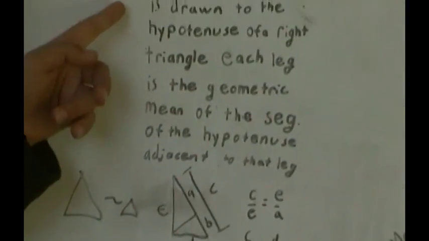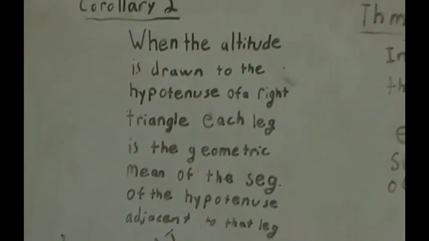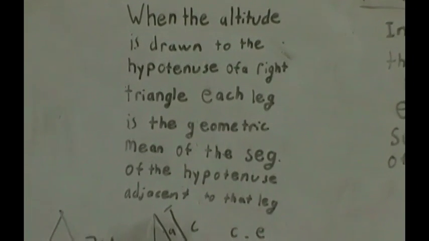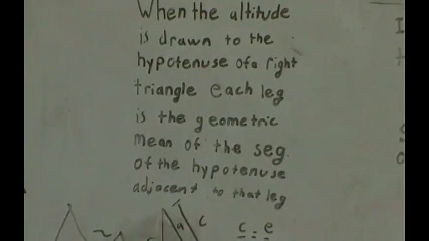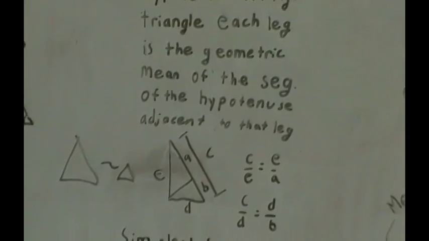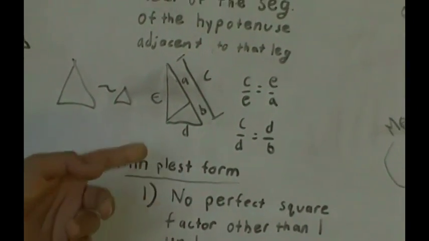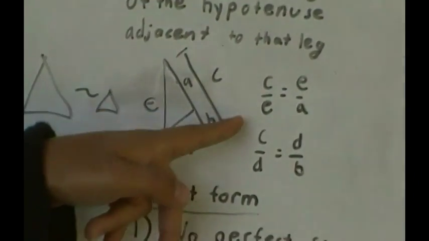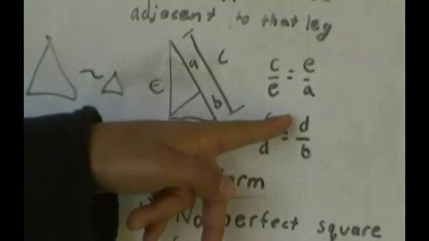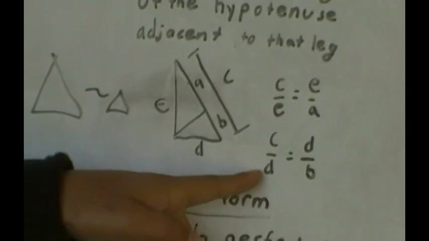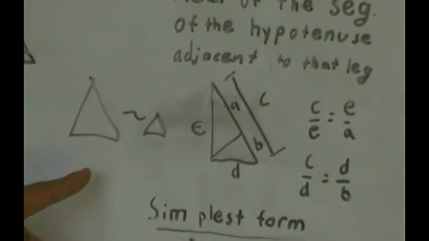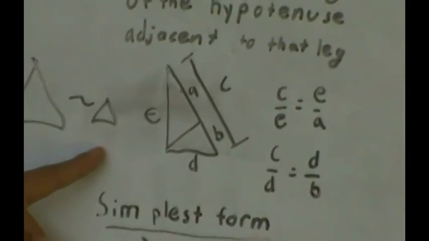Moving on to corollary 2. When the altitude is drawn to the hypotenuse of a right triangle, each leg is the geometric mean of the segment of the hypotenuse adjacent to that leg. This means in this triangle here, c over e equals e over a, as well as c over d equals d over b. This is because the larger triangle is similar to the smaller triangle.